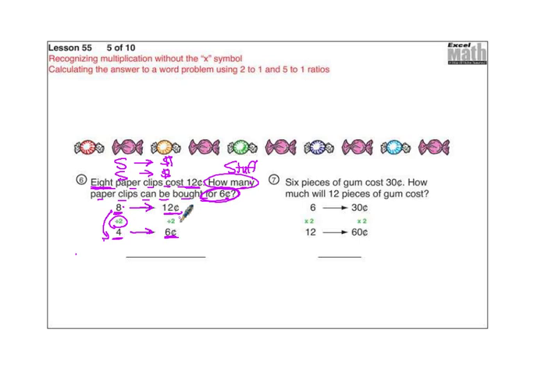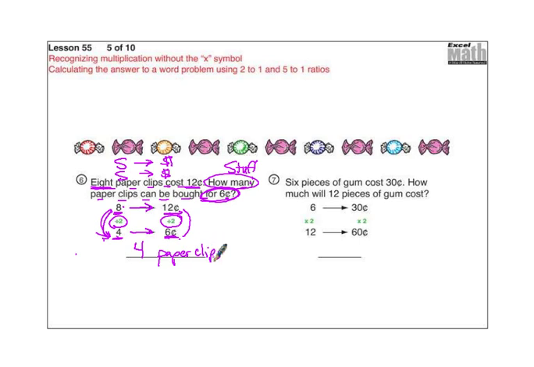So I'm going to do the same thing to the money. I'm going to divide the money by 2 to get 6 cents. Excuse me, it's actually the opposite. We know that we're dividing the money by 2 to get 6 cents, so we're going to divide the stuff by 2 to get 4. So my answer here is 4 paper clips.